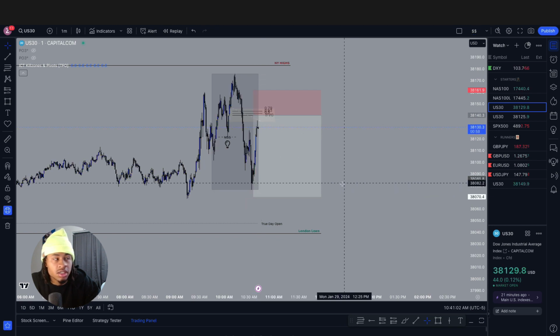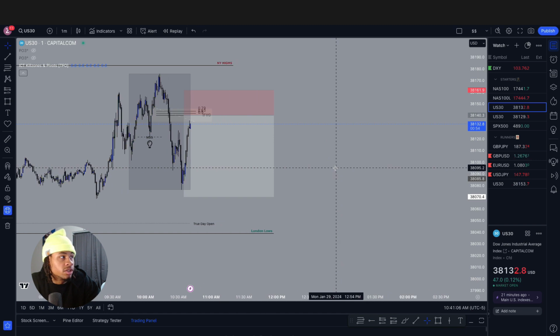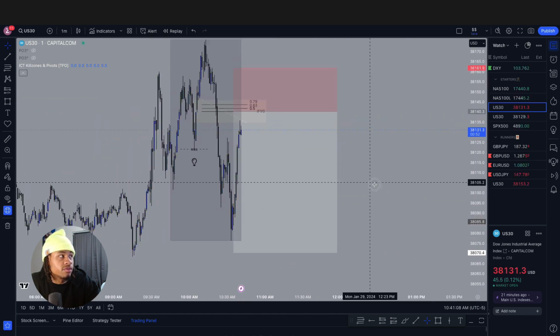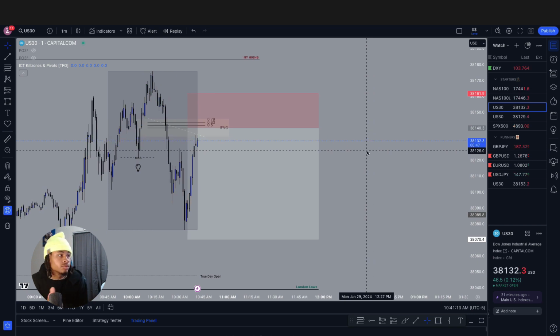I'm going to take an easy TP today. This would be my full TP. But yeah, this is an inversion fair value gap. We're just gonna see how it reacts off of it. And yeah.